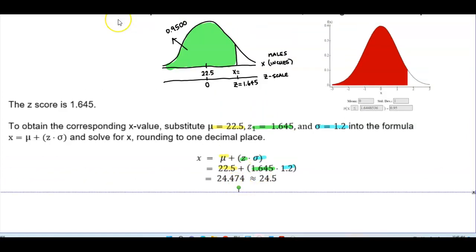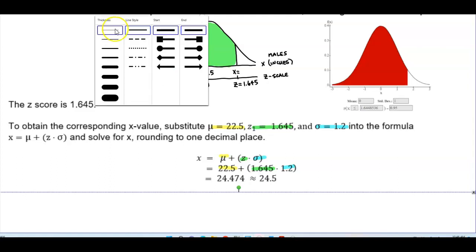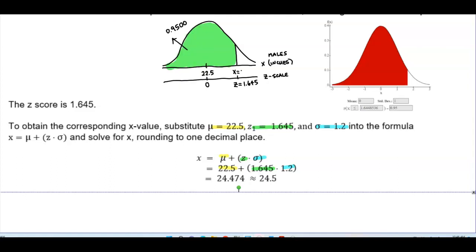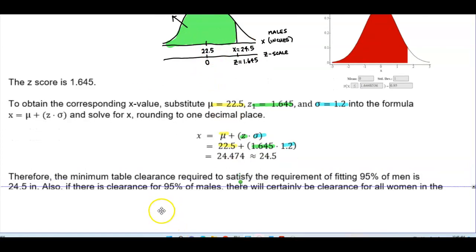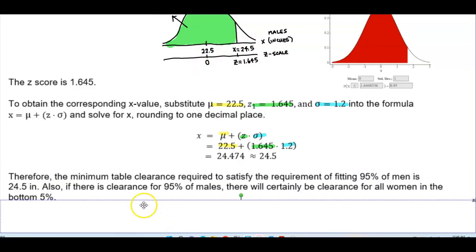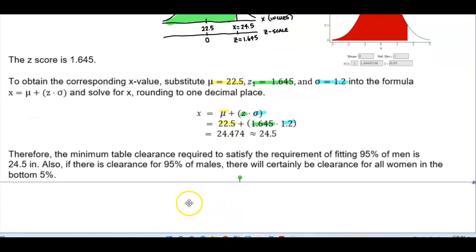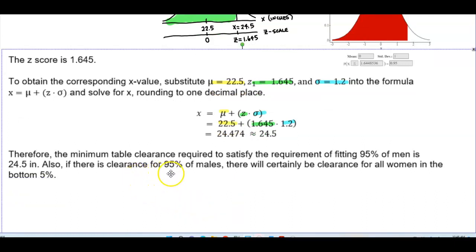So x is equal to 24.5. We check to verify that it's greater than the mean of 22.5, which it is. Therefore, the minimum table clearance required to satisfy the requirement of fitting 95% of men is 24.5 inches. Also, if there is a clearance for 95% of males, there will certainly be clearance for all women in the bottom 5%.